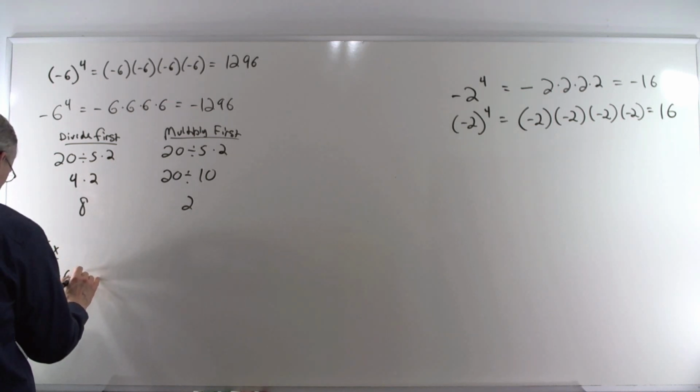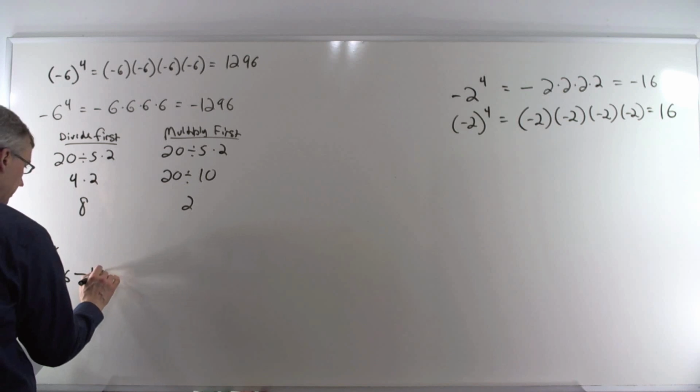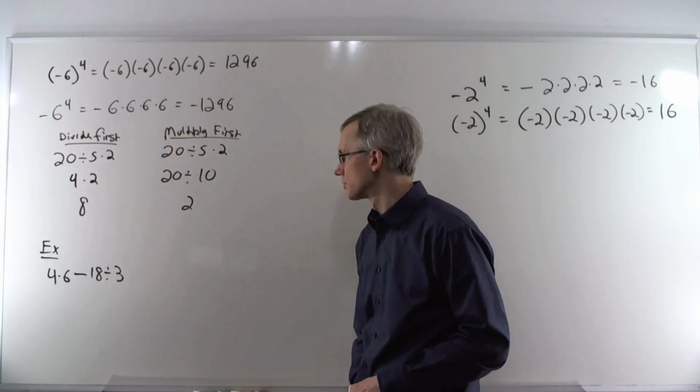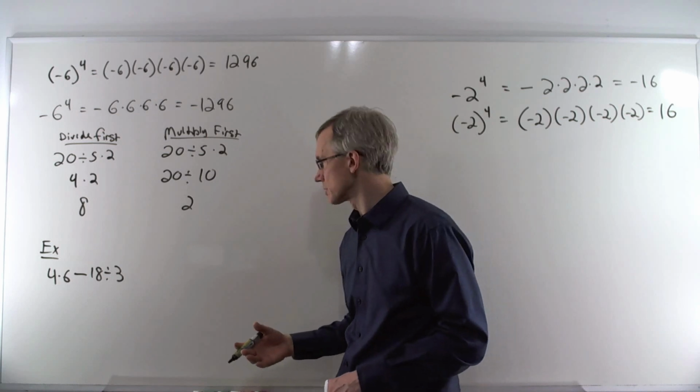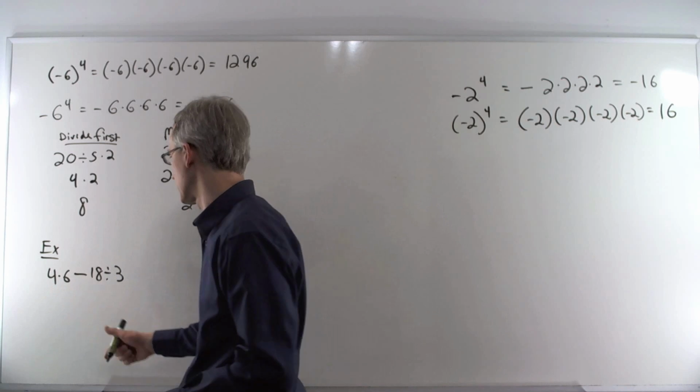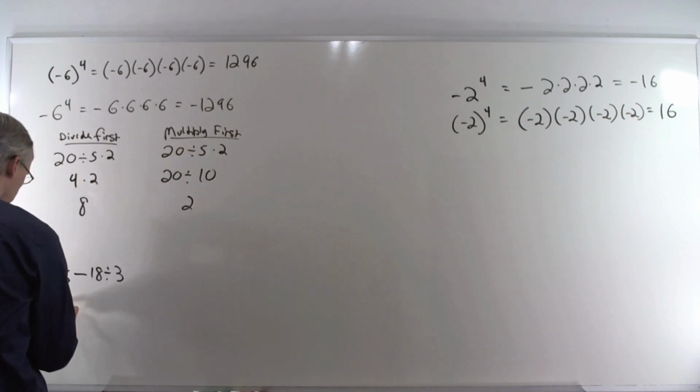4 times 6 minus 18 divided by 3. So we don't have any exponents, don't have any grouping symbols, so we're going to start with multiplication, division. We'll work left to right. Here we'll start with 4 times 6, get 24.